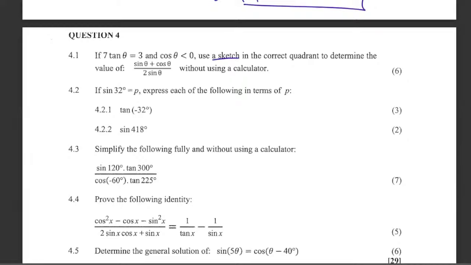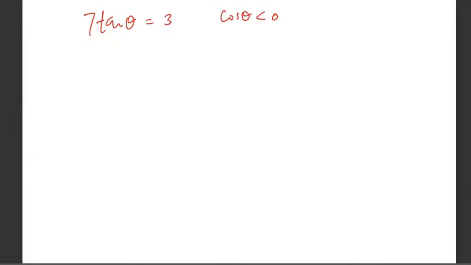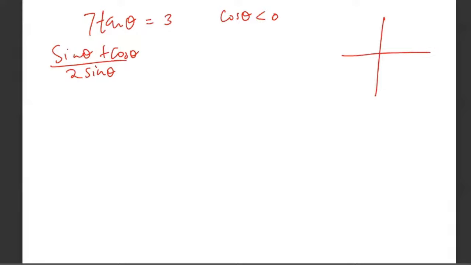What are we simplifying? Sine theta plus the cos of theta, we're dividing it by 2 sine theta. All right, so what happens is that we need to remember our CAST diagram.